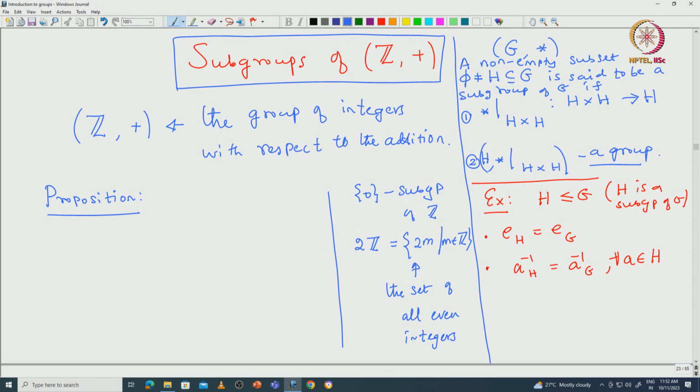I will leave it to you to check, because the addition of two even integers will be even, and the negative of an even integer is even. You can check that the star operation, when you restrict it to 2Z cross 2Z, maps to 2Z. So, it also becomes a subgroup. All those things are satisfied.